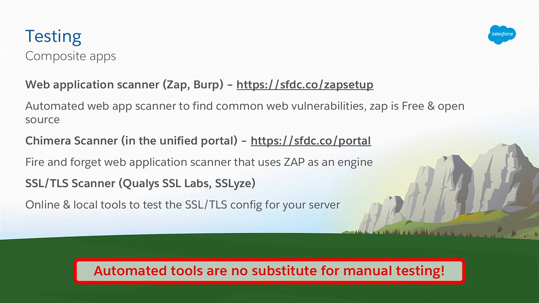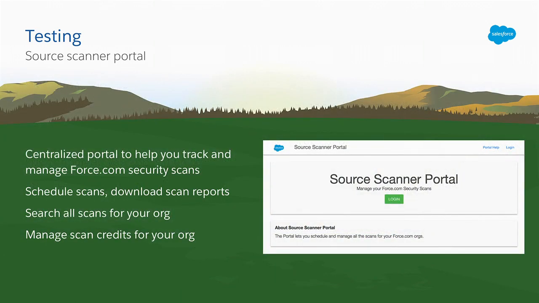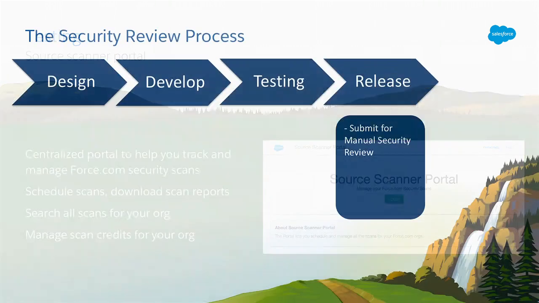Finally, an SSL or TLS scanner. We've deprecated TLS 1.0 at Salesforce. We're deprecating TLS 1.0 for all of our partners as well. We've seen a lot of people failing because of that. Please run your open ports and your open security configurations through our SSL or TLS scanner. But like I said, automated tools are no substitute for manual testing. So we have that scanner portal I showed you earlier. You can log in. You can have some fun with those scans.